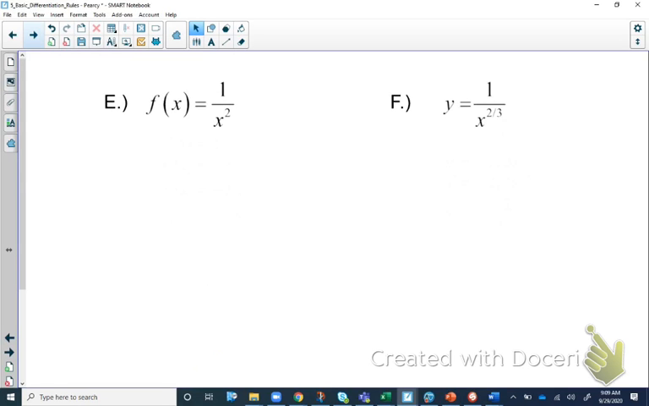So go ahead and pause the video, work these out, and see if you can figure out these last 2 on your own, and then hit play to see what the answers I have are.